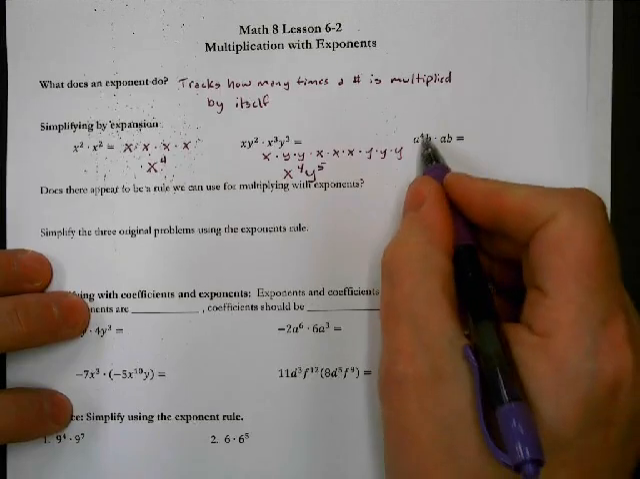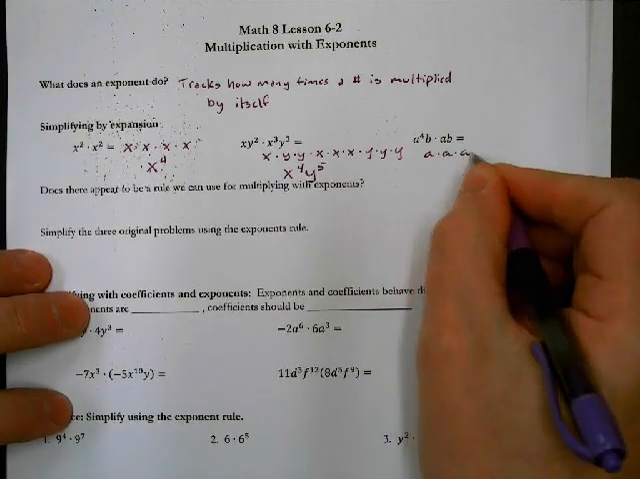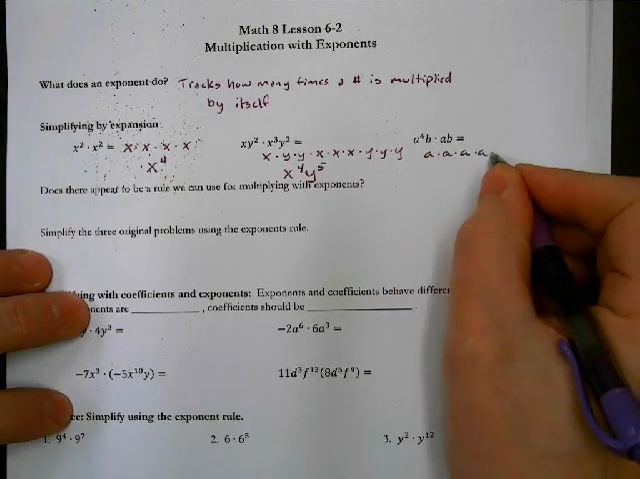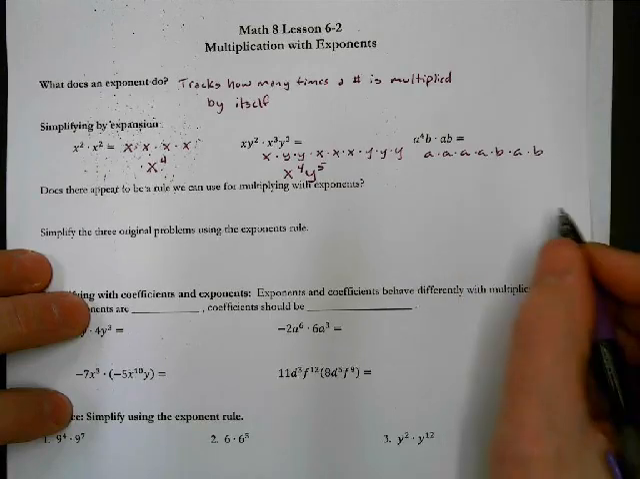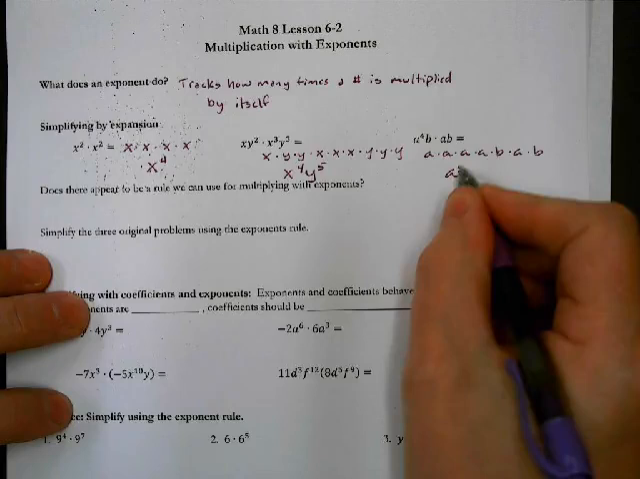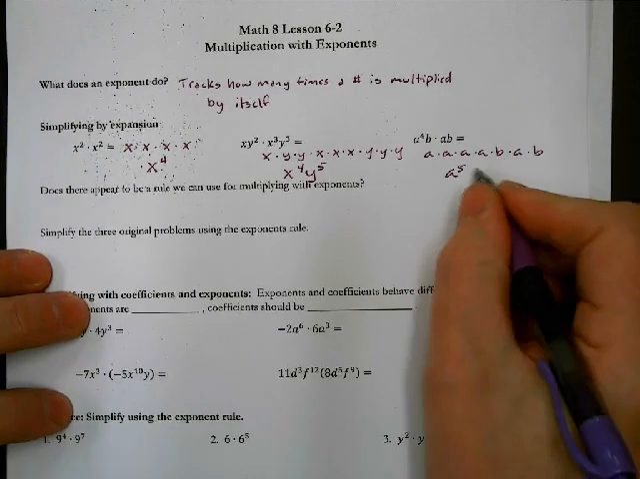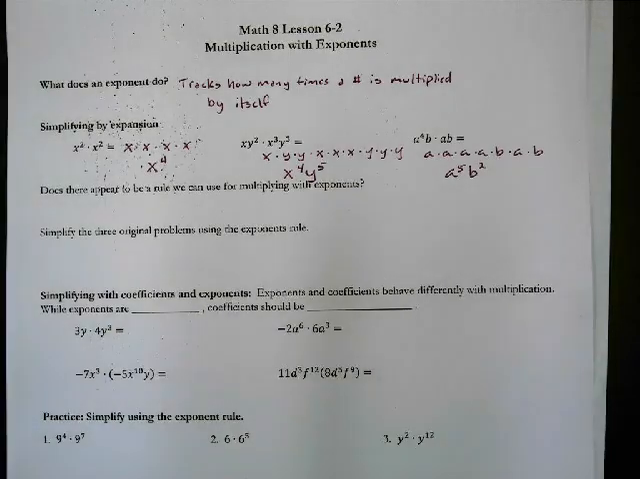Next one. Looks like in the first section, I've got 4 a's and 1 b. In the second section, I have 1 a and 1 b. So I've got 1, 2, 3, 4, 5 a's, a to the 5th. And I've got 1, 2 b's, b to the 2nd. Everything's being multiplied, so we can just simplify with exponents for this one.